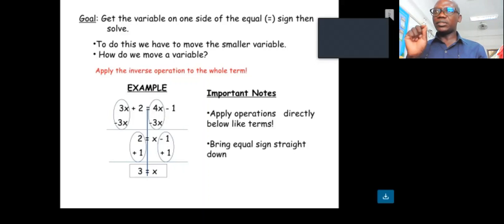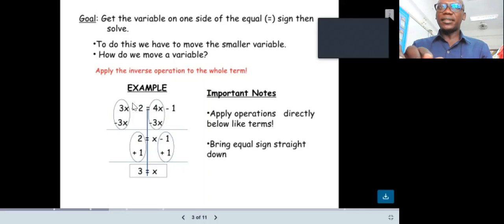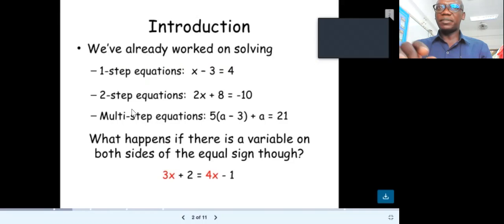Always take note of the important note that when you are moving the variables, take note of the sign that comes before the variable. So take an example. We have got 3x in our previous question: 3x plus 2 is equal to 4x minus 1.